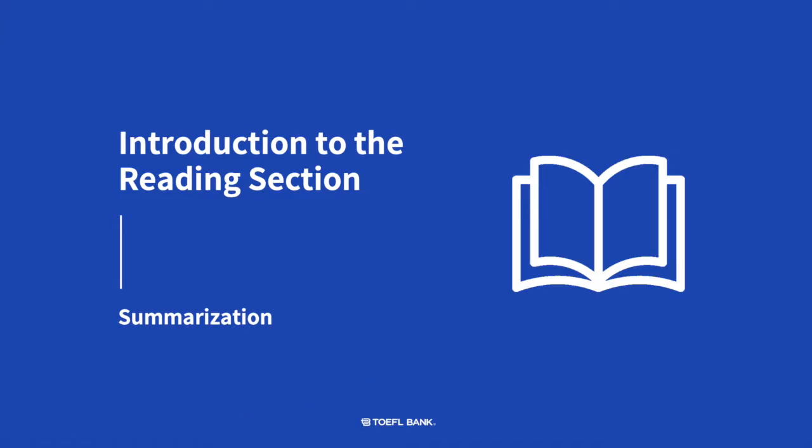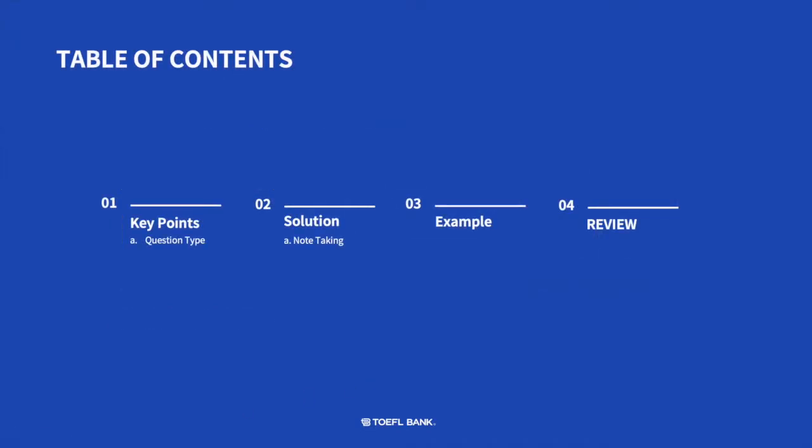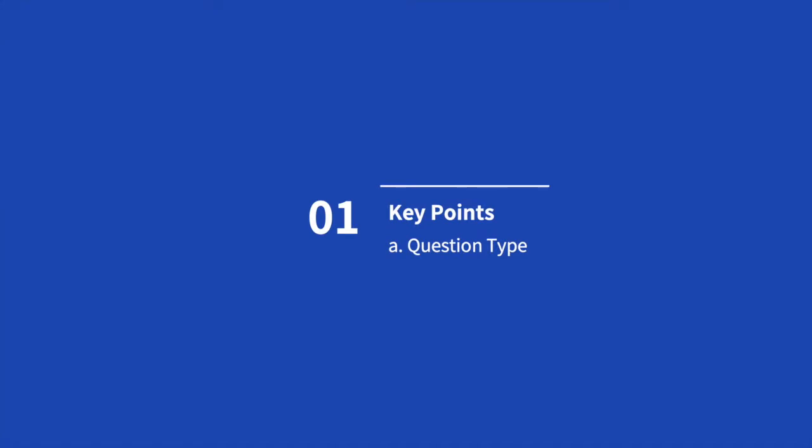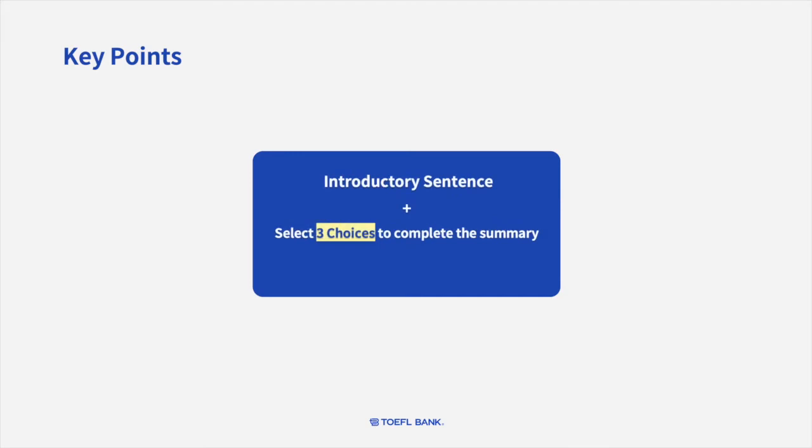This lecture is about summarization questions in the TOEFL exam. Summarization questions are those that provide you with an introductory sentence and ask you to select 3 answer choices to complete the summary of the passage. These types of questions will always be the last question, the 10th question in a passage, and you will be asked to select 3 answer choices from 6, and what you have to do is to select the 3 that best summarizes the main points of the entire passage.